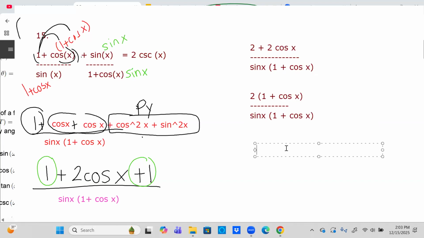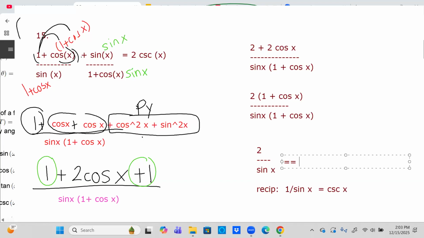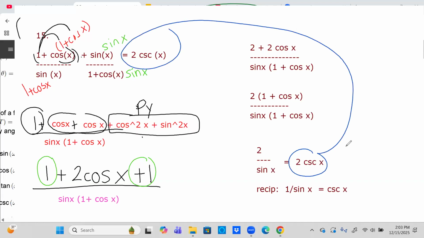And then the 1 plus cos will cancel the 1 plus cos, giving us 2 over sine x. Go to your cheat sheet, look at your reciprocal. 1 over sine x is cosecant x. So the sine is going to flip up, and we're going to get 2 cosecant x. And is that what they wanted? Here's our final result. Here's what we wanted to prove or verify. We did it. Whew, so sorry for this pen. I am at my wit's end.